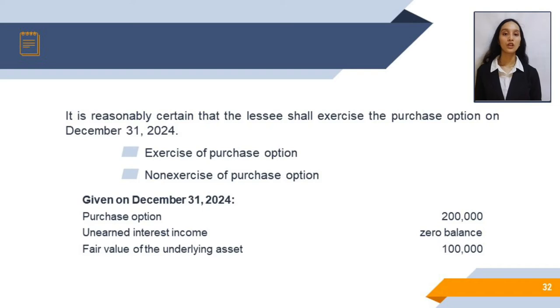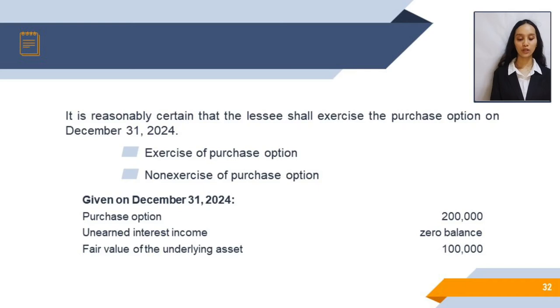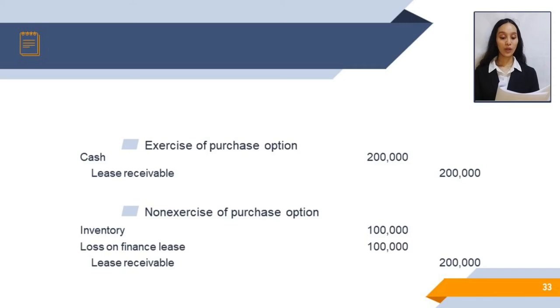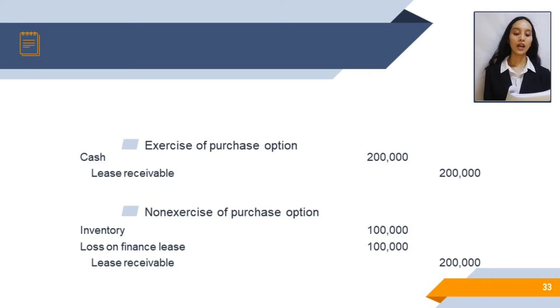So, to illustrate the exercise and non-exercise of purchase option, here are the given we will use. Okay, assume natin na December 31, 2024 na. Ito yung mga given. The purchase option is 200,000. The unearned interest income is zero balance. And the fair value of the underlying asset is 100,000. On December 31, 2024, if the entries are properly posted, the lease receivable had a balance of 200,000 equal to the purchase option and the unearned interest income had a zero balance.